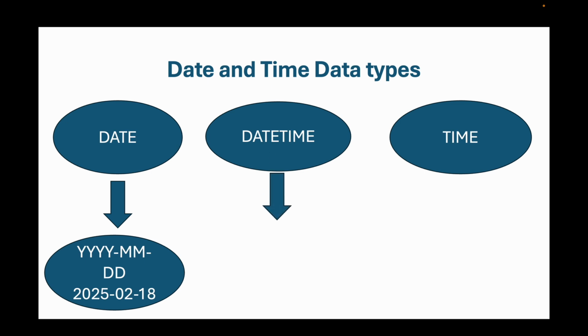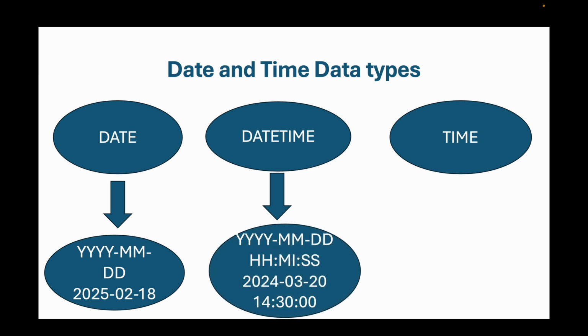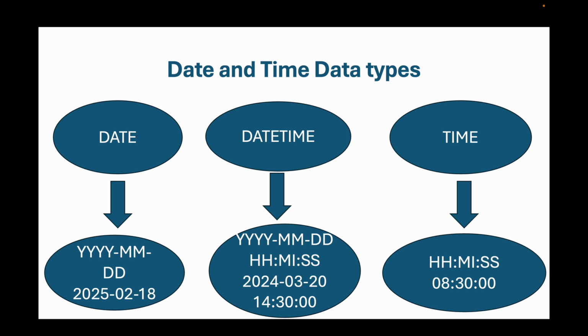For date time, when both date and time are important to you, like timestamps, event logs, booking days, then you can use date time as your data type, and you need to follow this format. And for time, when the time is important, like flight duration, a specific time of day, or storing duration, you can use this format: hour, minutes, and seconds.